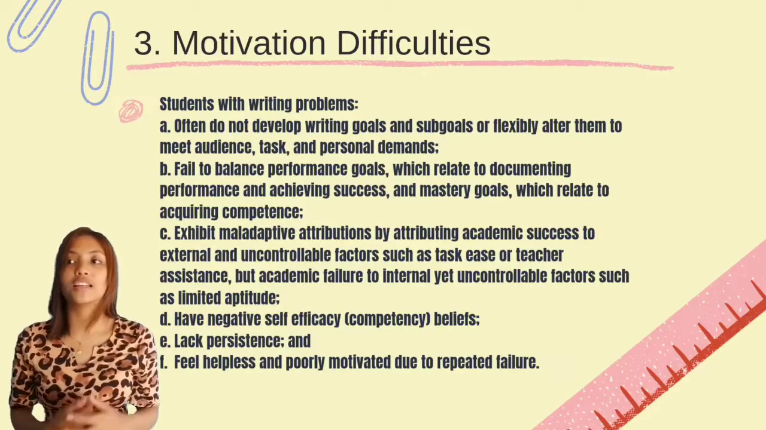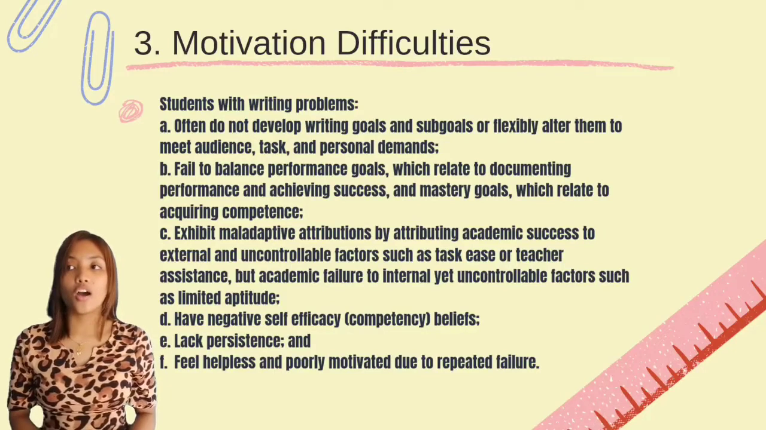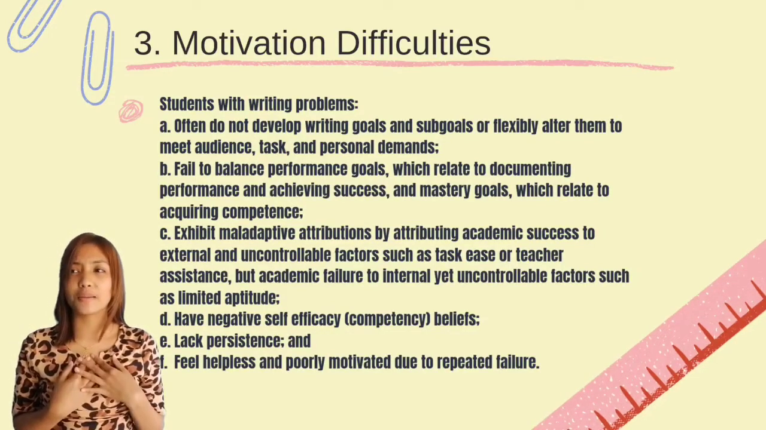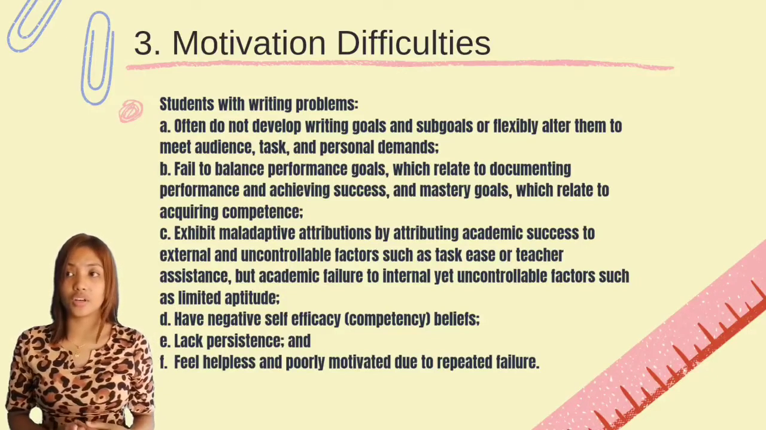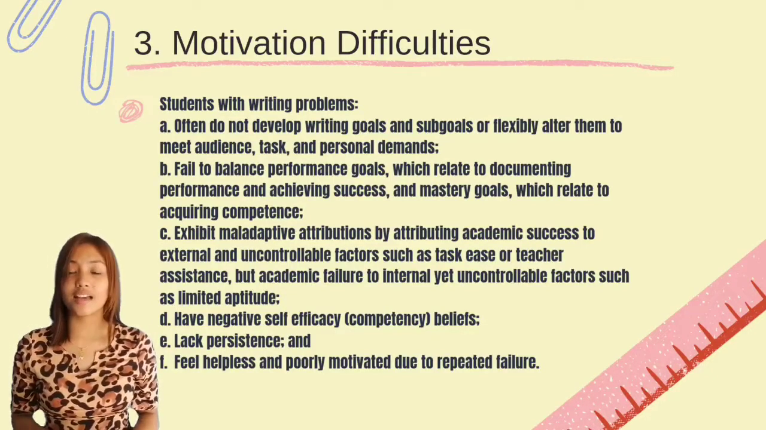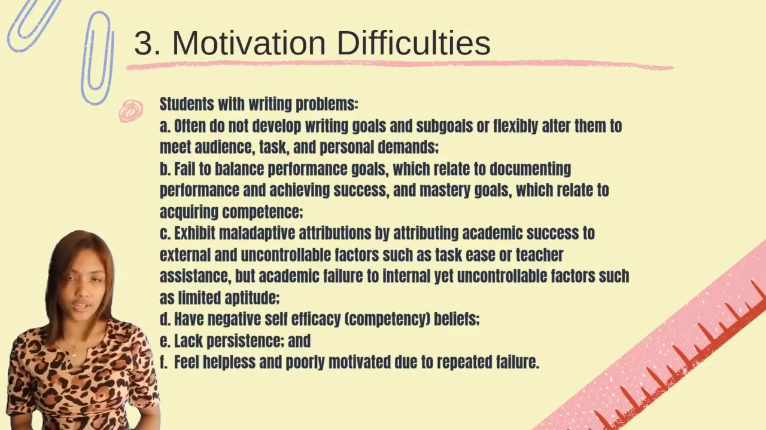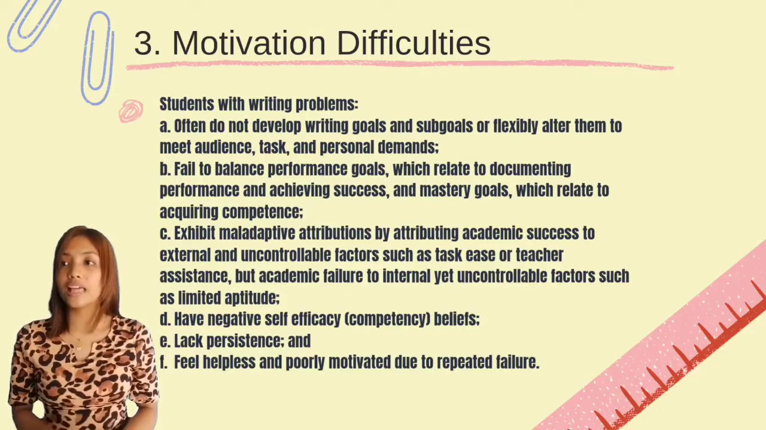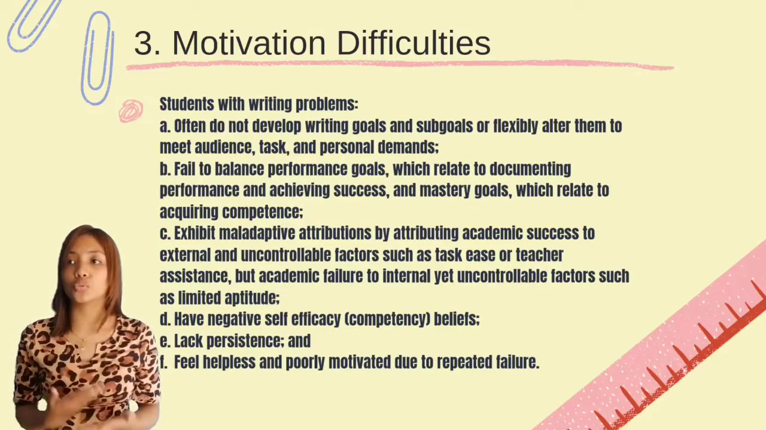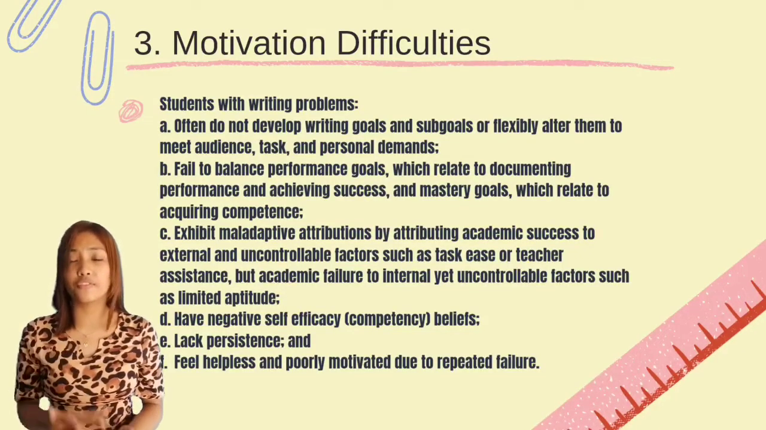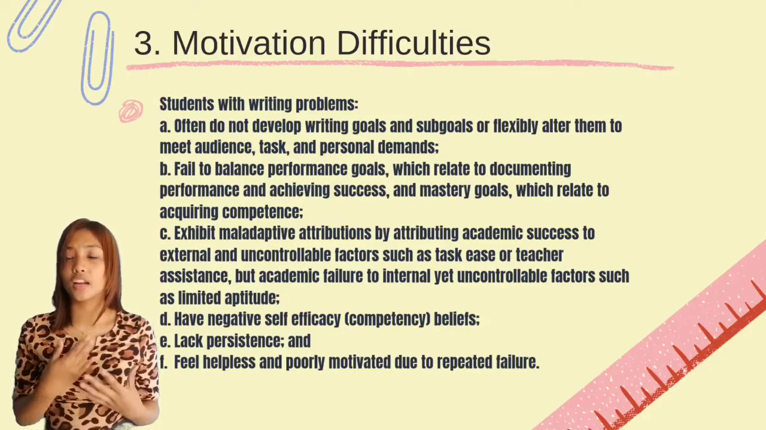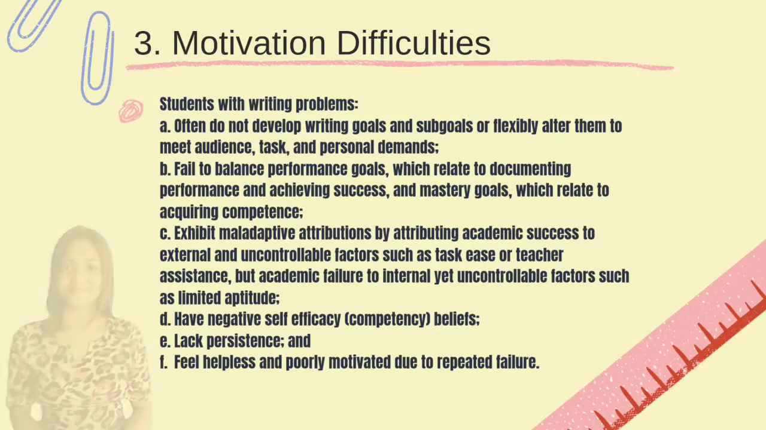Letter D is having negative self-efficacy or competency beliefs. In this area, a child sometimes tends to see writing as a difficult task and consider it as a threat. That's why they tend to avoid it. Letter E, lack of persistence, and F, they feel helpless and poorly motivated due to repeated failure. They are afraid of continuing to try, which makes them feel unfit, gives them a low support system, and threatens their self-esteem.